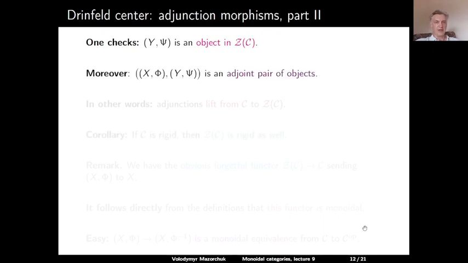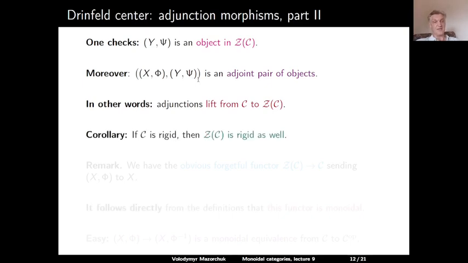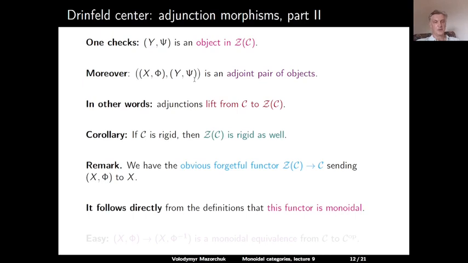Moreover, the pair consisting of the objects (x, φ) and (y, ψ) is actually an adjoint pair of objects. In other words, we can lift adjunctions from C to the Drinfeld center of C. In particular, if C is a rigid category, then its Drinfeld center is also a rigid category. Also note that we have the obvious forgetful functor from the Drinfeld center to the original category C, which sends the pair (x, φ) simply to x. And directly from the definition, it follows that this functor is a monoidal functor because it's a forgetful functor.